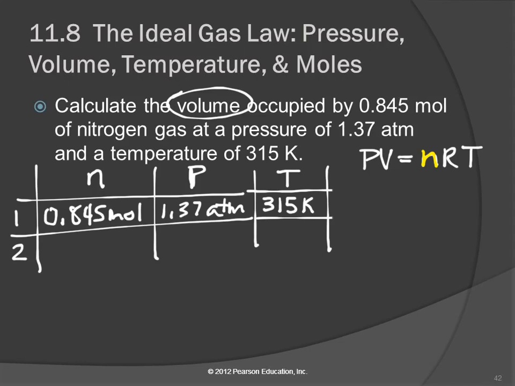We want n by itself. So we'll divide by R, so the R's cancel. We'll divide by T, so the T cancels. And then we have to do the same thing on the other side. It's like with Tommy and Michael. If you give Tommy a piece of pie, you have to give Michael a piece of pie.